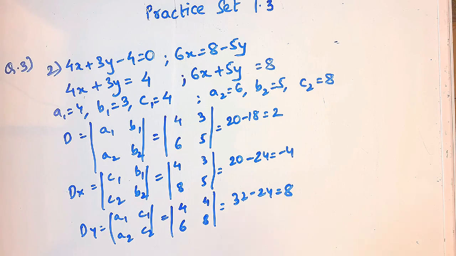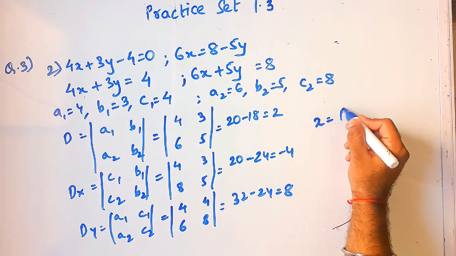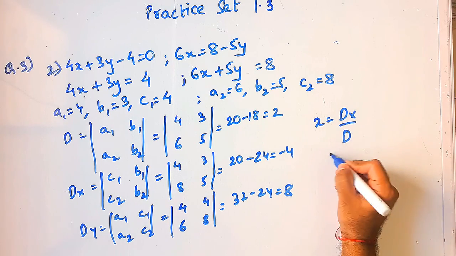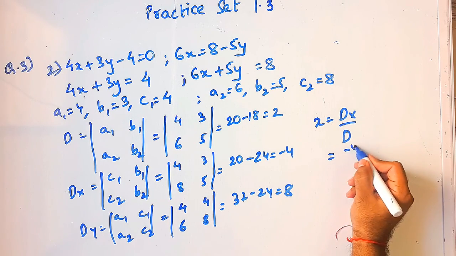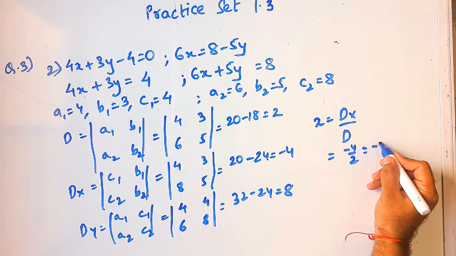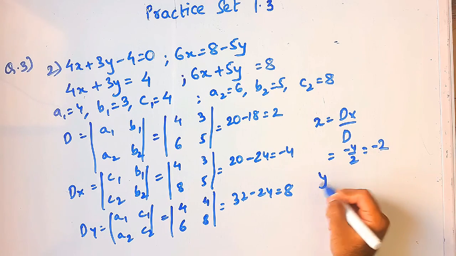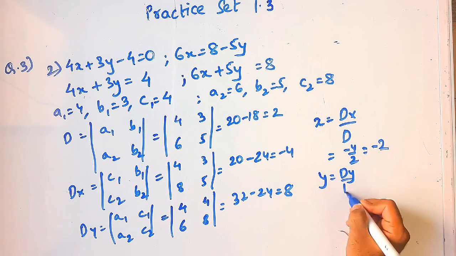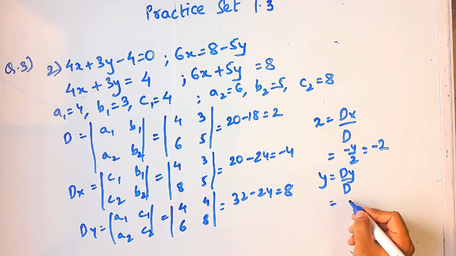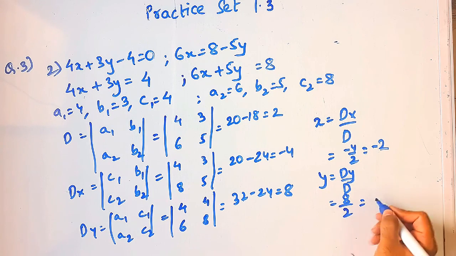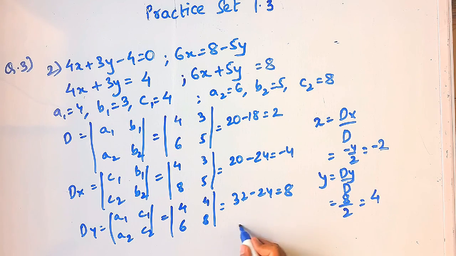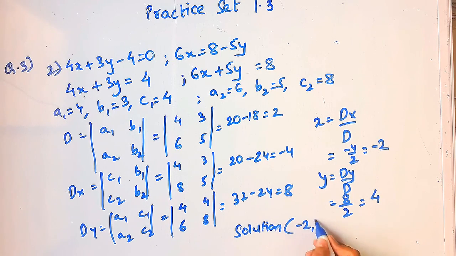Lastly the formulas are very simple. X is equal to Dx by D. Dx by D is minus 4 upon 2, which is equal to minus 2, and y is equal to Dy by D. Dy is 8 and D is 2, which is equal to 4. Therefore solution is minus 2 comma 4. We'll move on to the third one.